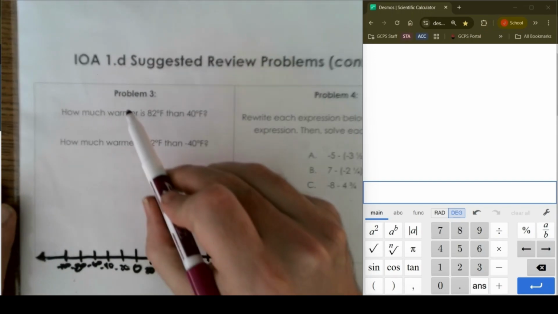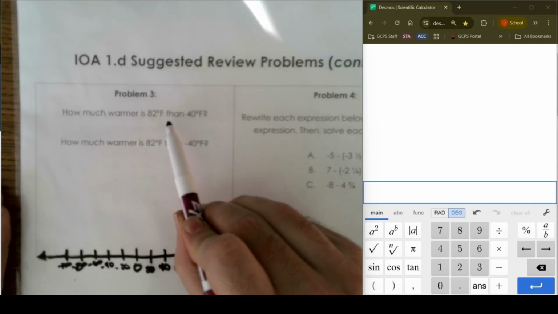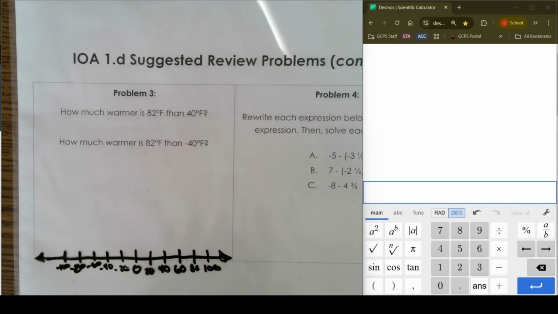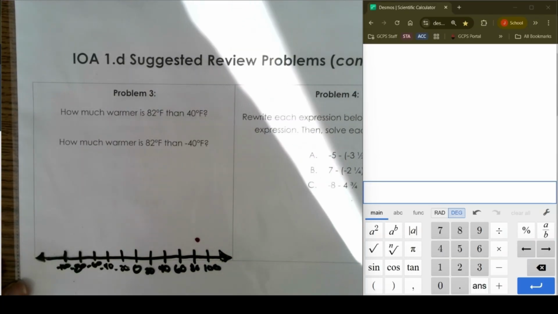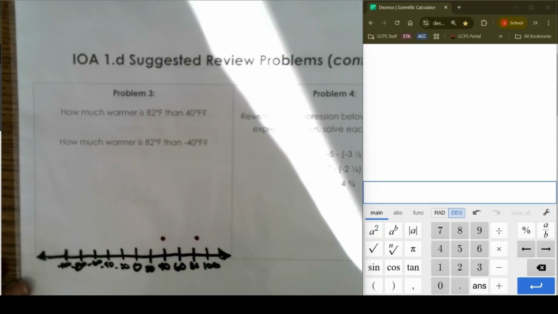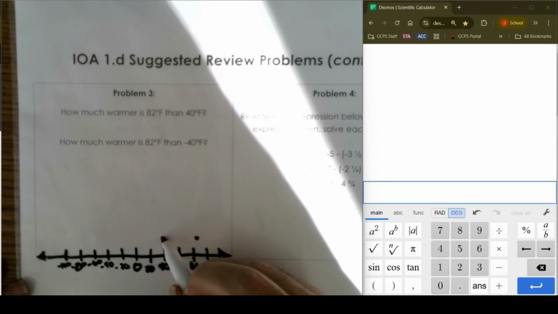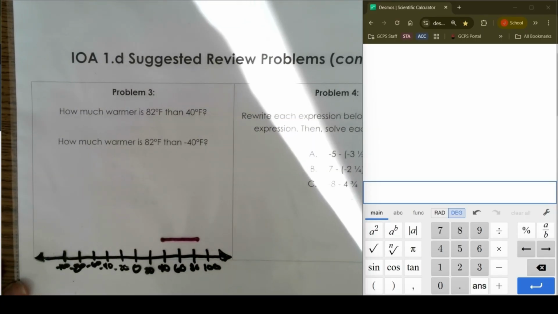First up, we have problem number 3 here, which says how much warmer is 82 degrees Fahrenheit than 40 degrees Fahrenheit? So if we think about a number line here where we've got all of these temperatures, we've got 82 degrees Fahrenheit, which is just past 80 at right about here. And then we have 40 degrees Fahrenheit, which is right about there. So we can see that this would be about their distance from one to the other.